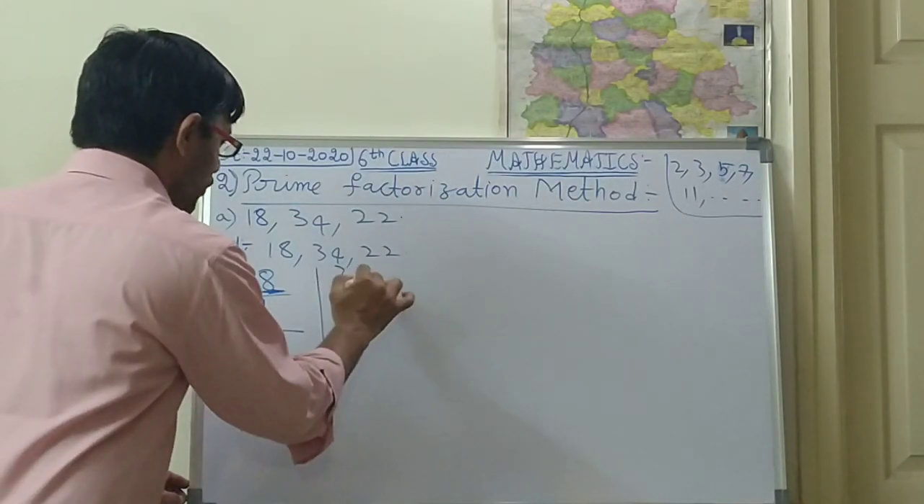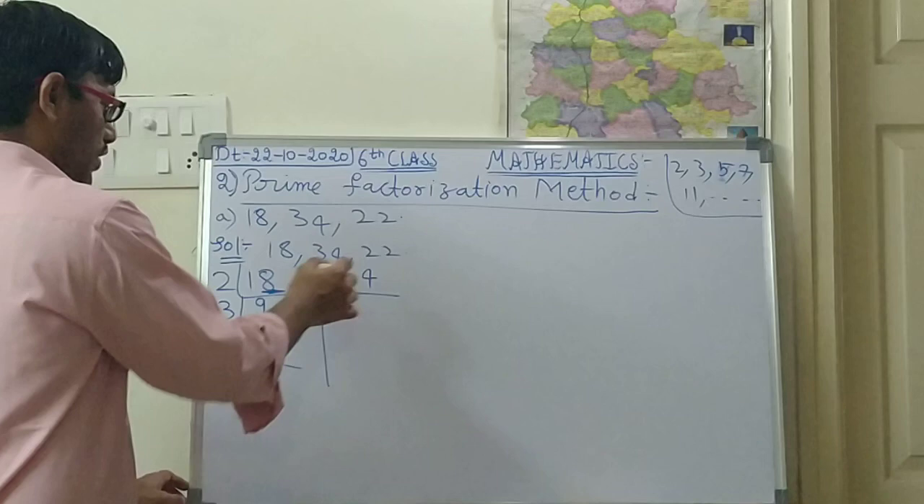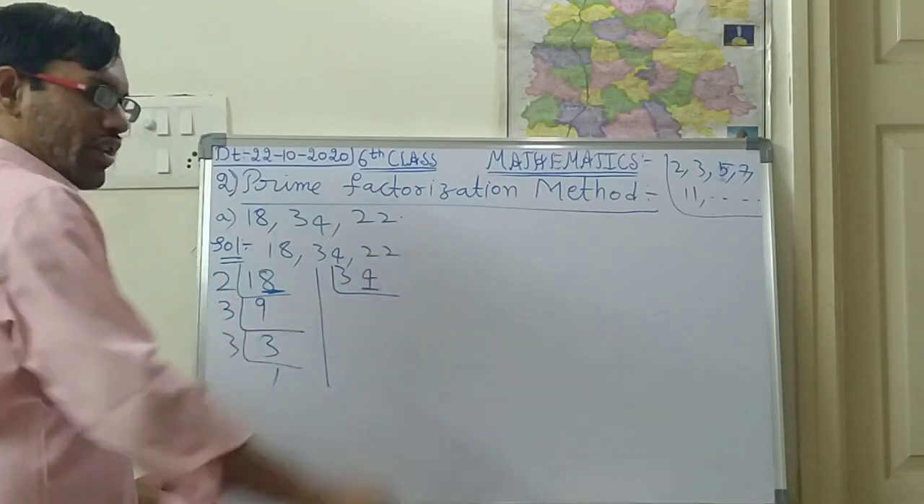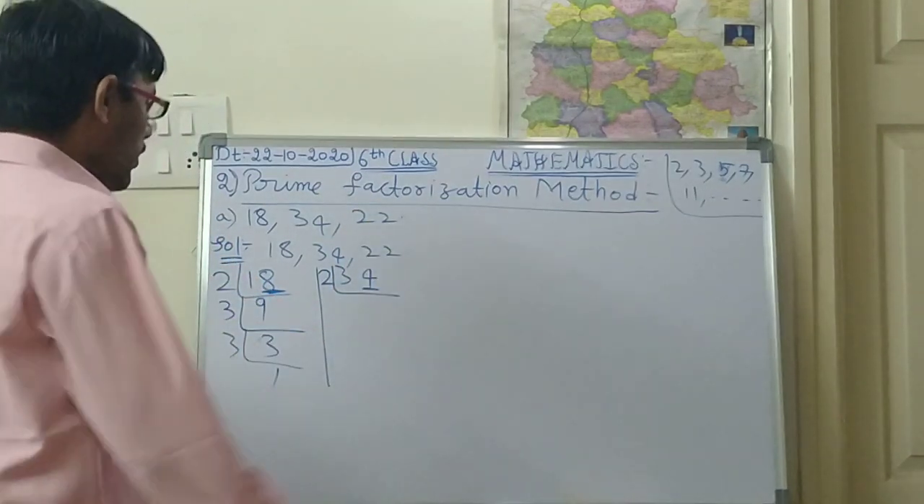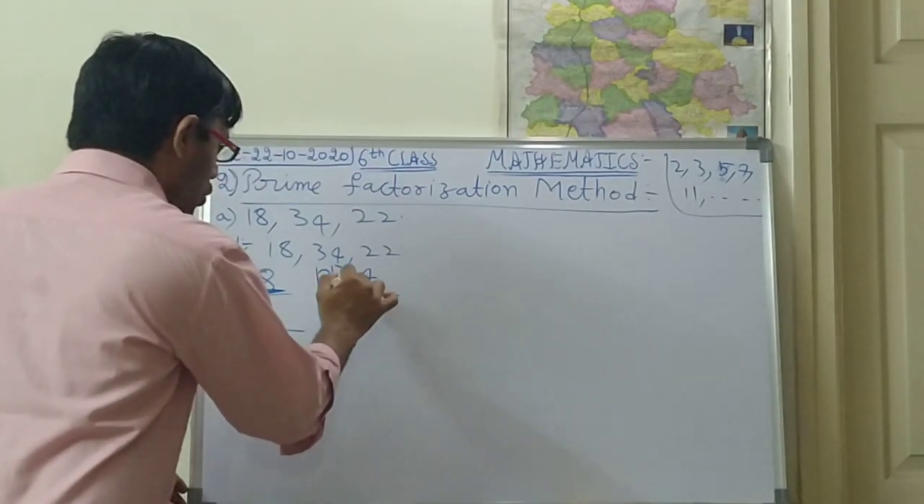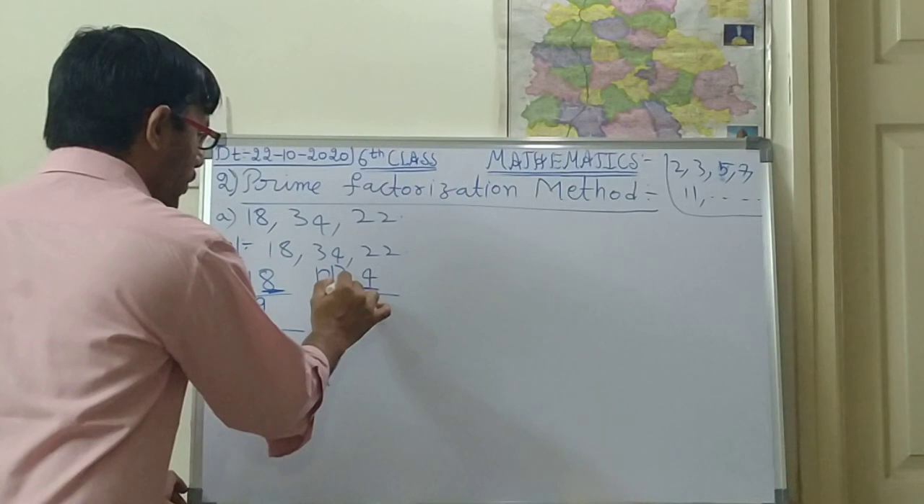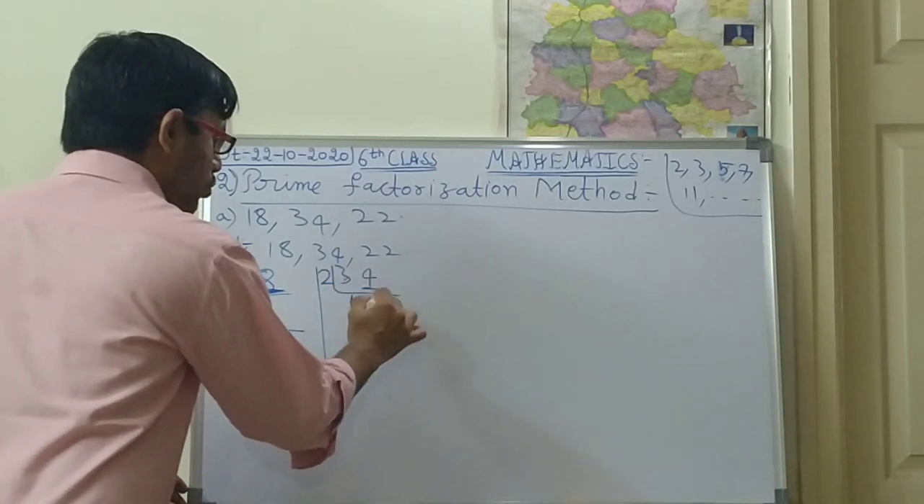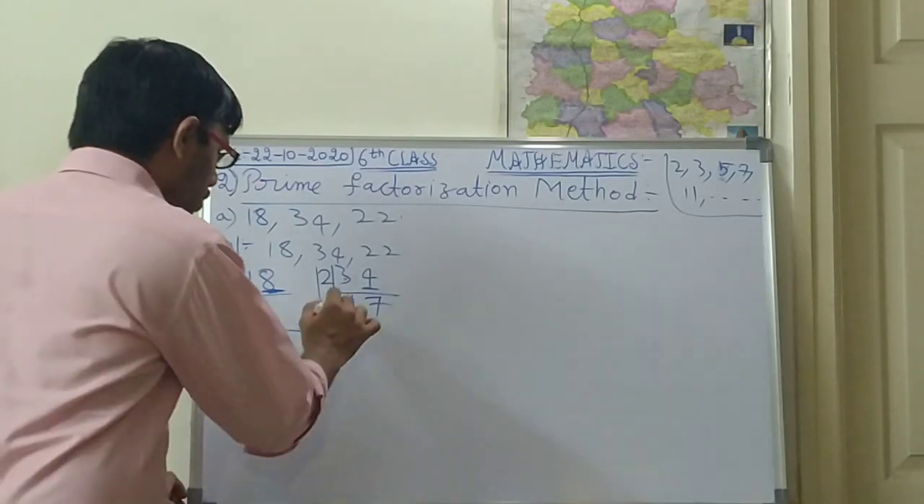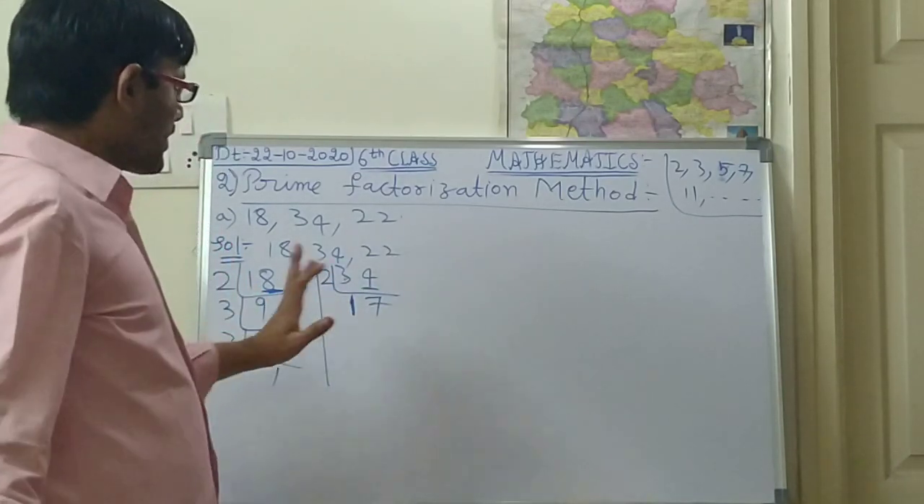Next we should do 34. For 34, the ones place digit is 4, so we should take 2. 2 ones are 2, 2 ones are 2. So 1 is left over, 3 minus 2 is 1, so 14. 2 sevens are 14. Next, 2 and 17 are there.